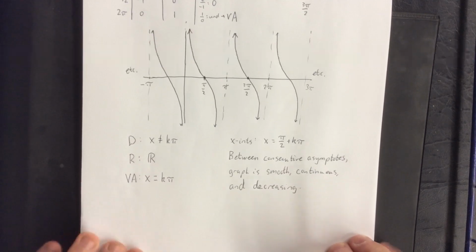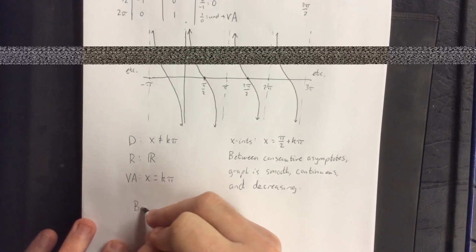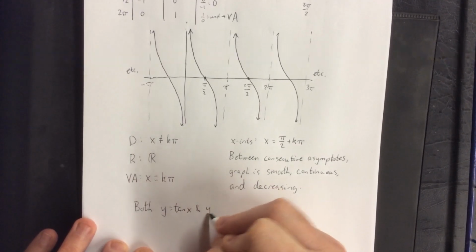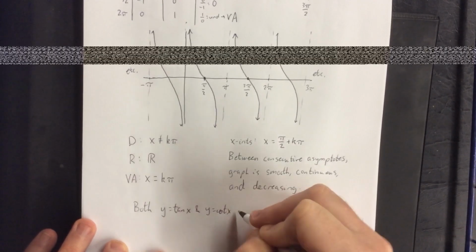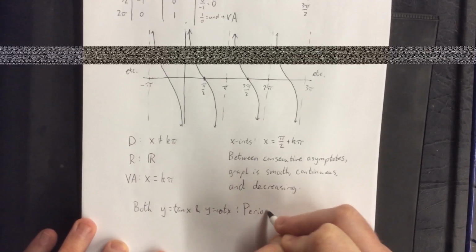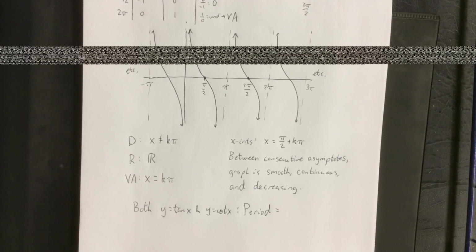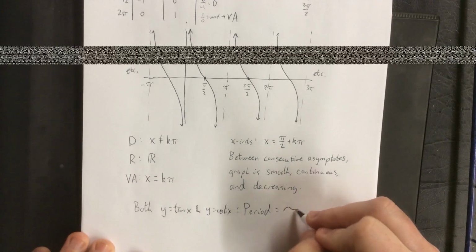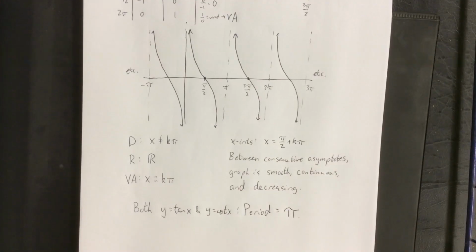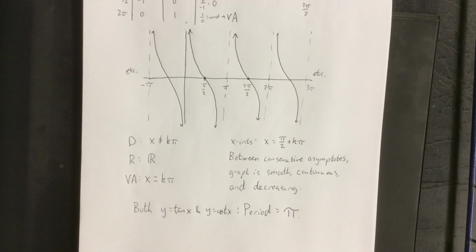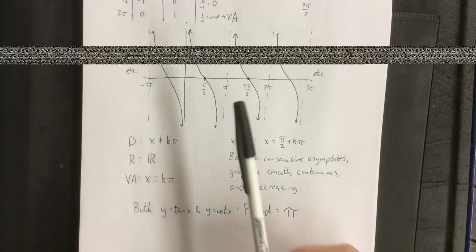Now the other thing to mention that's true for both the tangent of x as well as the cotangent of x, so both y equals the tangent of x and y equals the cotangent of x, we should point out that 1 period would be the distance between any two consecutive asymptotes. And for both the tangent as well as the cotangent, that period happens to be pi. Now, in comparison to the graphs of the sine and the cosine, which had things like a midline, or an amplitude, or a period, really it's only period that applies to this.